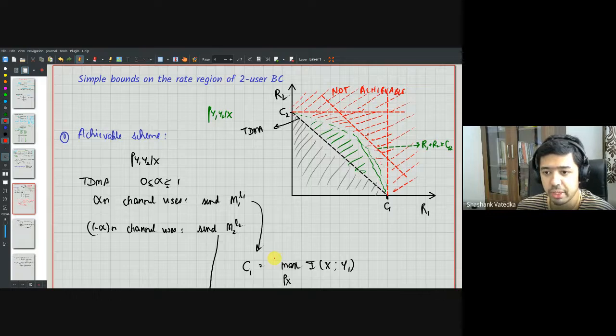Even to get a better converse, we'll see that just Fano's inequality is not sufficient.